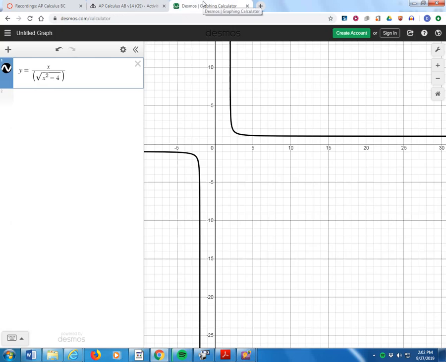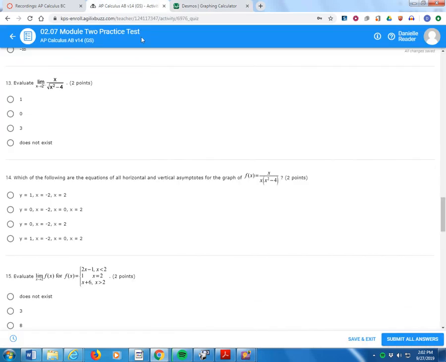Oh, let's do 2 from the left. It's not negative 2. It's approaching 2 from the left. Well, I can't approach it from the left. That's the problem. It does not exist. There's no way to get there from the left. So that's my answer. Which of the following are the equations of all horizontal and vertical asymptotes for this graph?